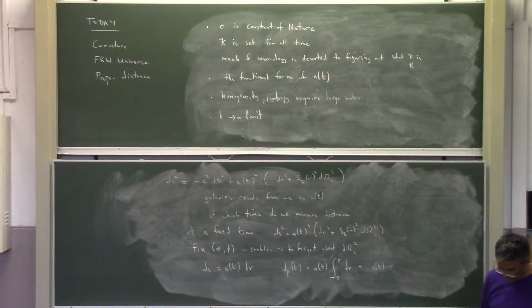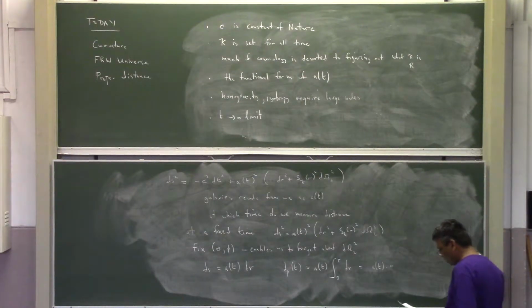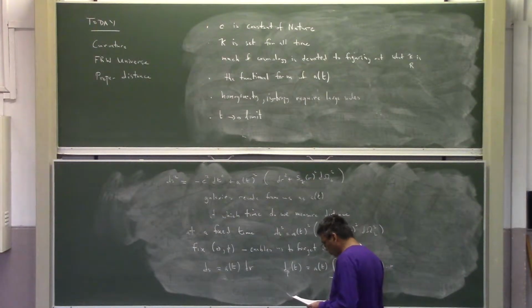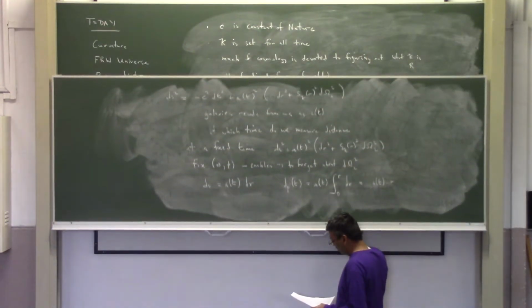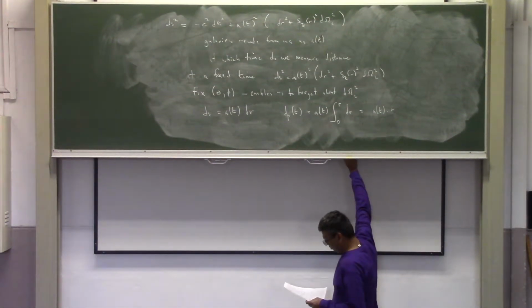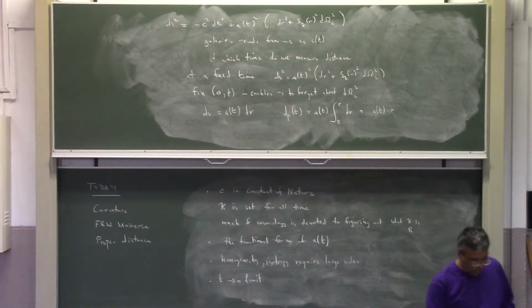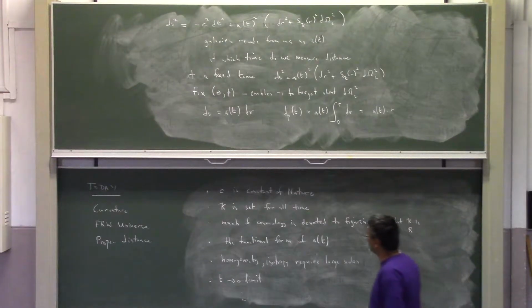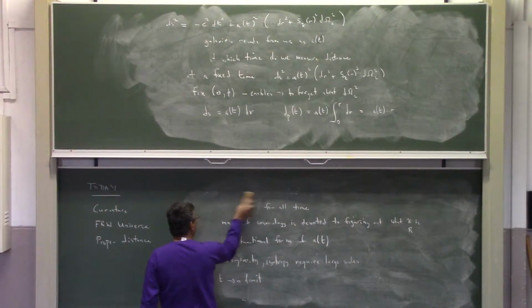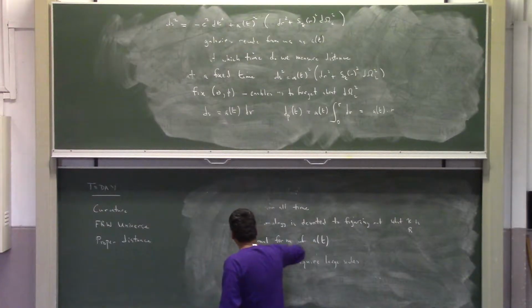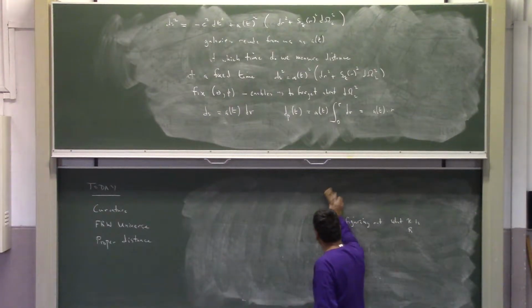Okay. Now, we want to see how things change. Okay, so what is R here? That's the next question we should ask. So what R is depends on whether the space is positively curved, negatively curved, or flat.